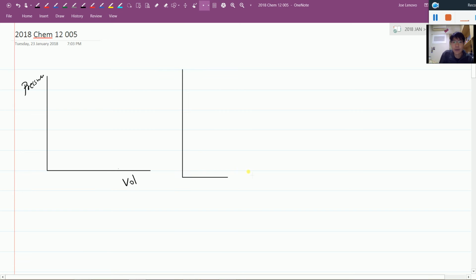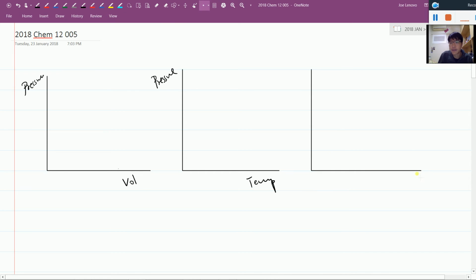Then the second one is the pressure and temperature. And the last one is the volume and the temperature.